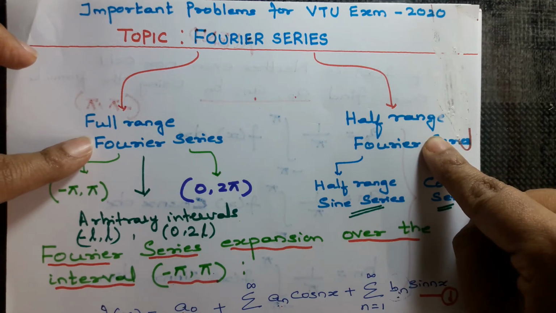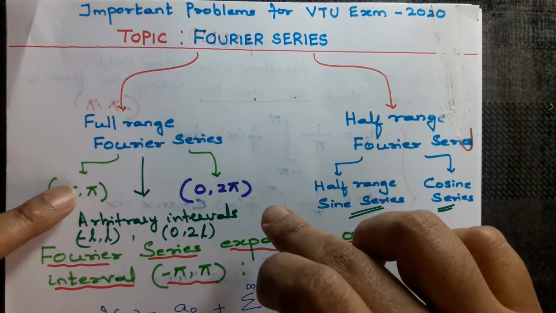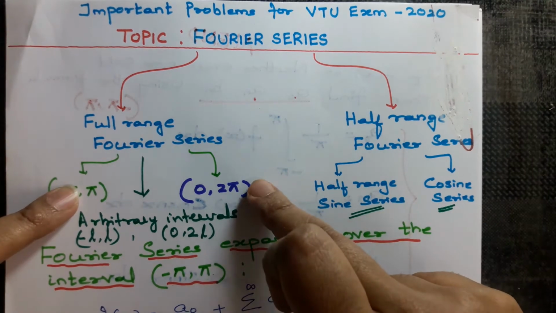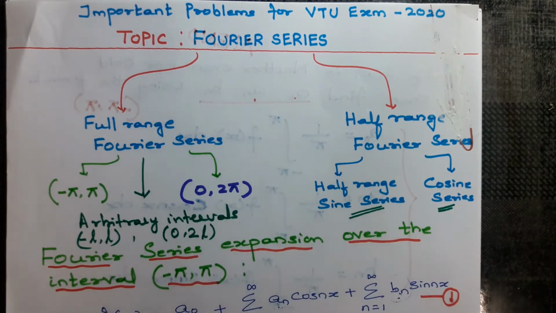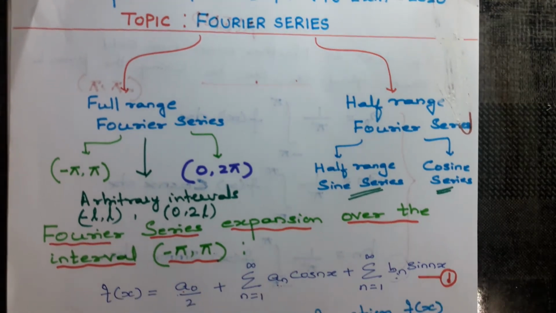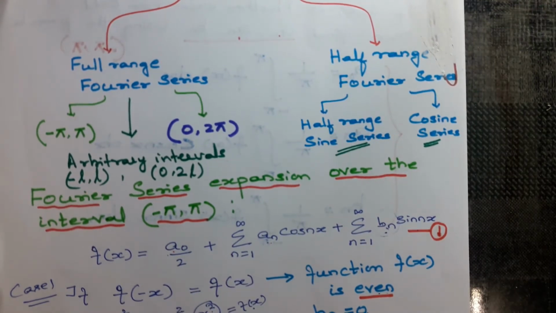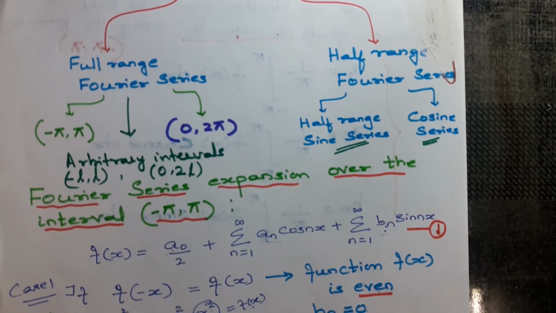According to the syllabus, in full range Fourier series you are going to study two intervals: the minus pi comma pi interval, the 0 comma 2 pi interval, and arbitrary intervals like minus L comma L and 0 comma 2L. Before taking up important problems on Fourier series, I'll briefly explain what a full range Fourier series is, how to find the Fourier coefficients, and what formulas you have to remember to find the values of the Fourier coefficients.